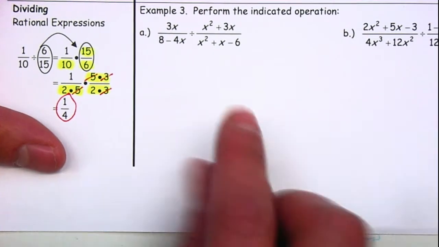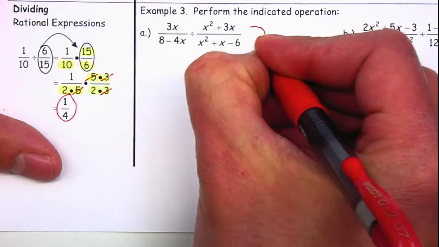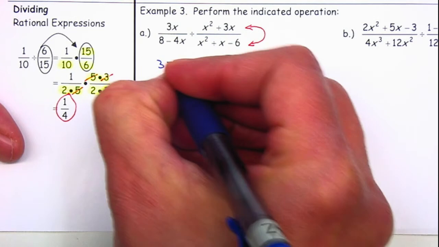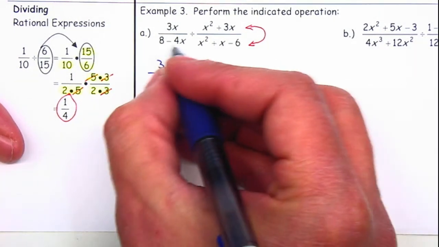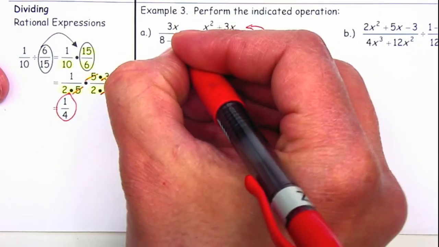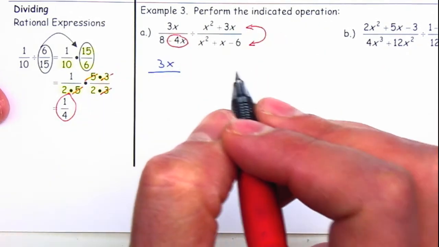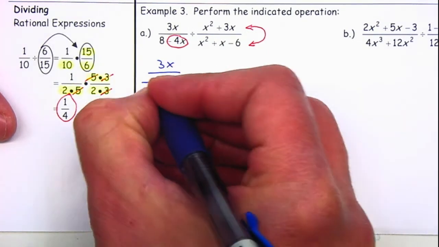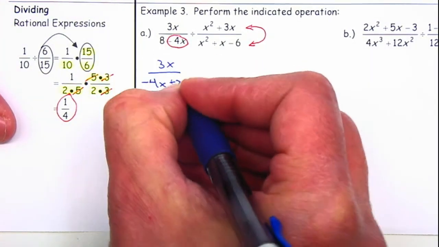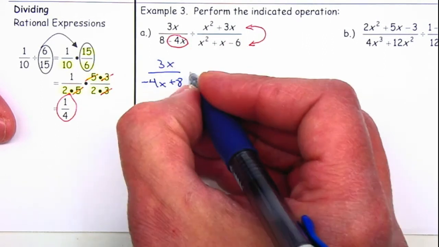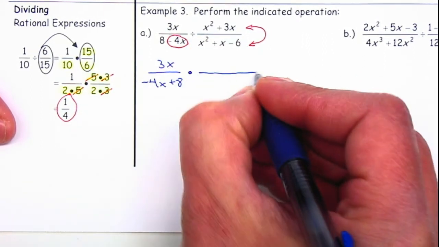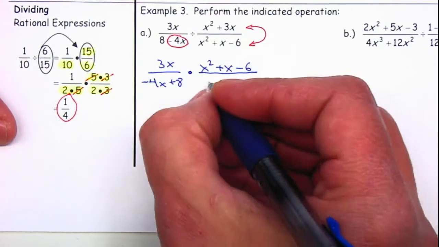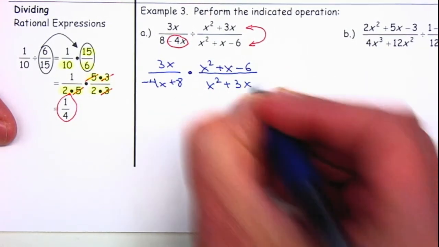So using the same process, the first thing that we're going to do is change this division to a multiplication. So the first fraction will always stay the same. Let me go and rewrite. I recognize that this should be written first, correct? Just like we had on the previous example above. That should be a negative 4x plus 8. I'm going to change that division to a multiplication, and I need to flip it. So this will be x squared plus x minus 6. Denominator will be x squared plus 3x.